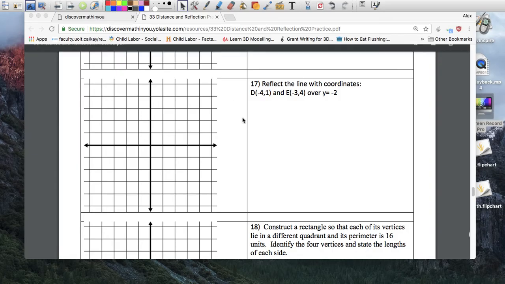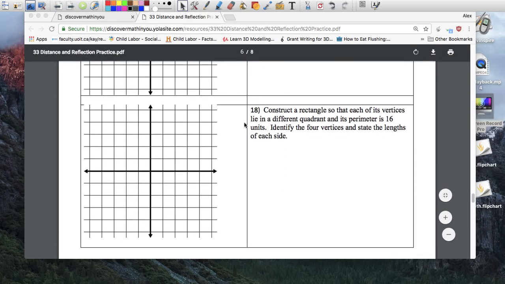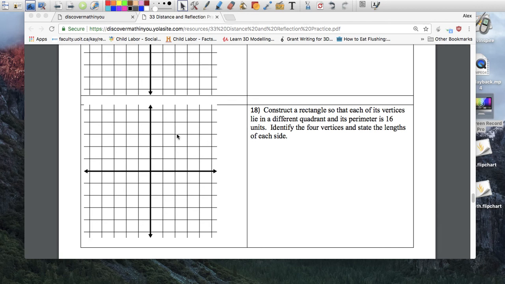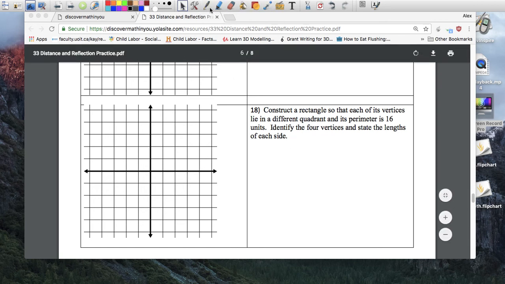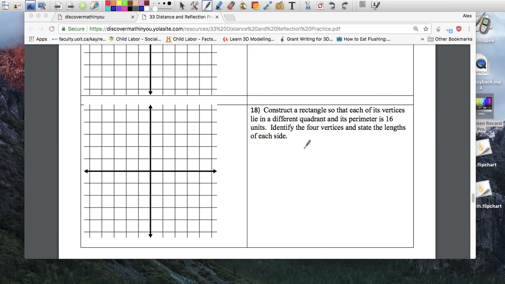Okay, so moving on, 18, not too many more left. This is a long video, like I said before. Construct a rectangle so that each of the vertices lie in a different quadrant. Its perimeter is 16. So perimeter is the distance around the shape. So in this case, it's a rectangle. So we want to construct a rectangle.